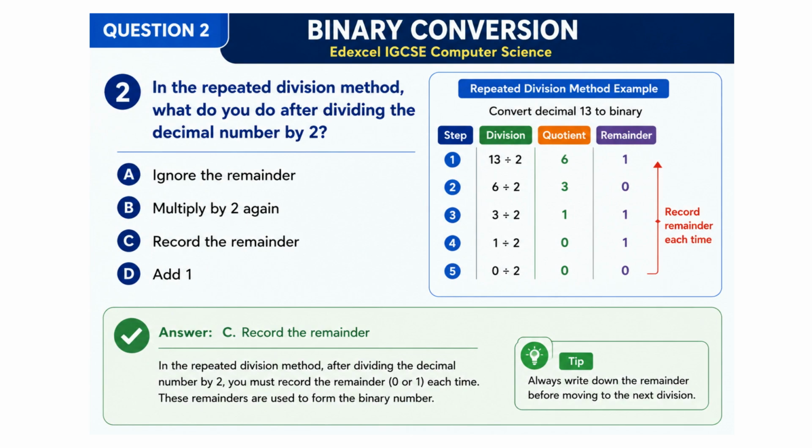For example, when converting 13 into binary, we divide by 2 repeatedly and record every remainder. Finally, read the remainders from bottom to top to get the binary number. A useful exam tip is, always record the remainder immediately after each division. This helps you avoid mistakes and makes the conversion much easier.